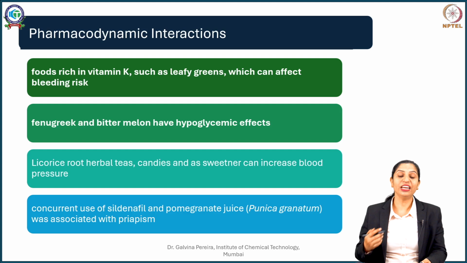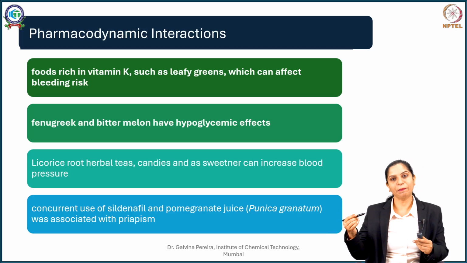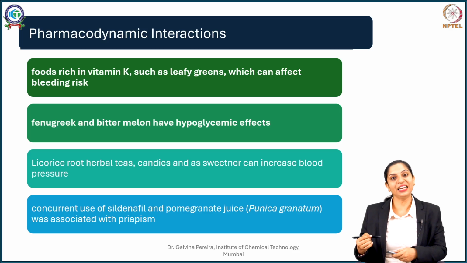Not only that, your licorice, which is used as a sweetener in candies as well as in herbal teas, can increase your blood pressure, as we saw previously, due to its cortisol or mineralocorticoid-like effect. When you take licorice candies with your BP medicines, it will lead to antagonism. Your antihypertensives will try to reduce your BP, licorice will try to increase it.